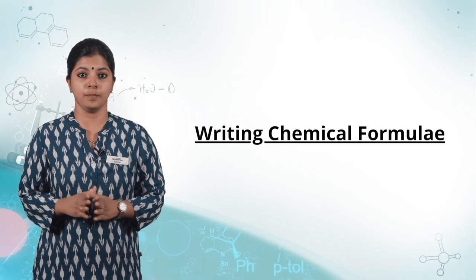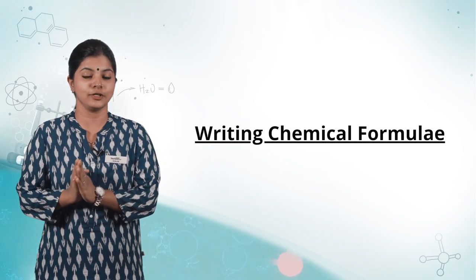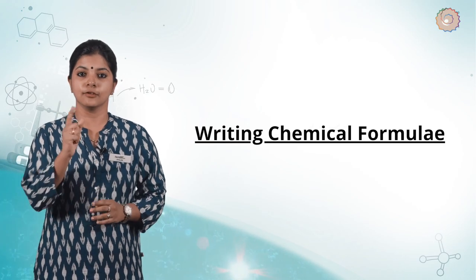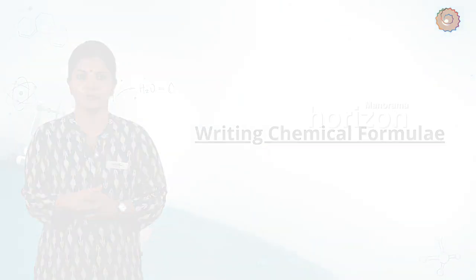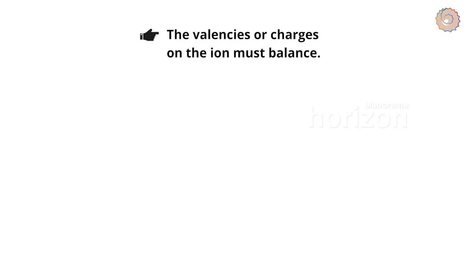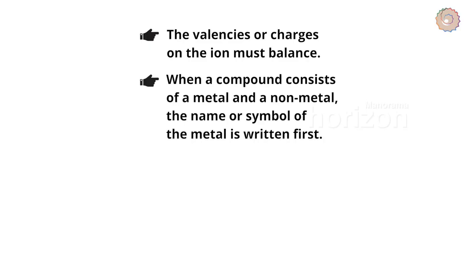A chemical formula of a compound is a symbolic representation of its composition. The rules that you have to follow while writing a chemical formula are as follows. The valencies or charges on the ions must balance. When a compound consists of a metal and a non-metal, the name or symbol of the metal is written first.